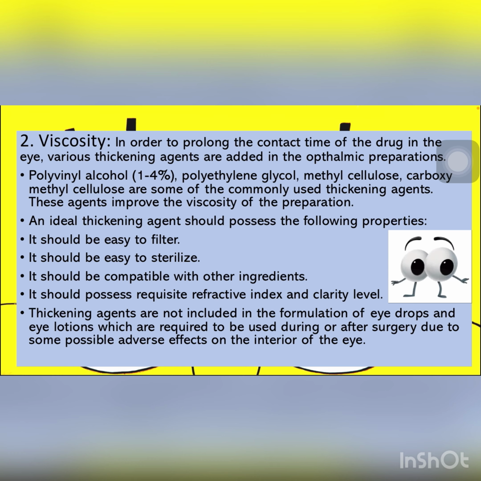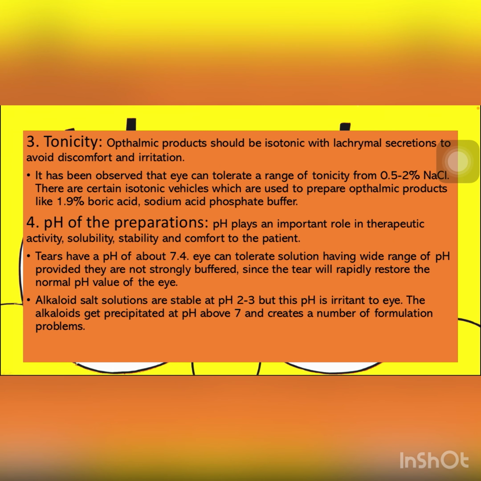Thickening agents are not included in the formulation of eye drops and eye lotions, which are required to be used during or after surgery, due to some possible adverse effects on the interior of the eye. Third, tonicity. Ophthalmic products should be isotonic with lacrimal secretions to avoid discomfort and irritation. It has been observed that the eye can tolerate a range of tonicity from 0.5 to 2% NaCl. There are certain isotonic vehicles which are used to prepare ophthalmic products like 1.9% boric acid, sodium acid phosphate buffer.